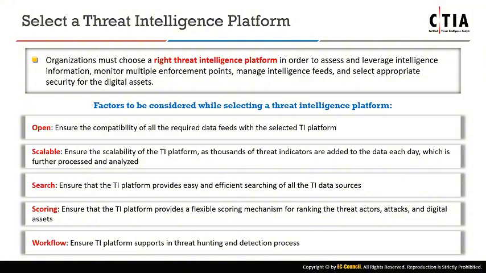Well, number 1 now would be open. We want to make sure that there is compatibility for all of our data feeds for that threat intelligence platform. Right? So also, as you look into the future, as future data feeds, if you've anticipated any of them, you want to make sure that your threat intelligence platform will work with those too. Scalable. We want to make sure the threat intelligence platform is scalable because it's only going to get bigger and worse over time in terms of threats.